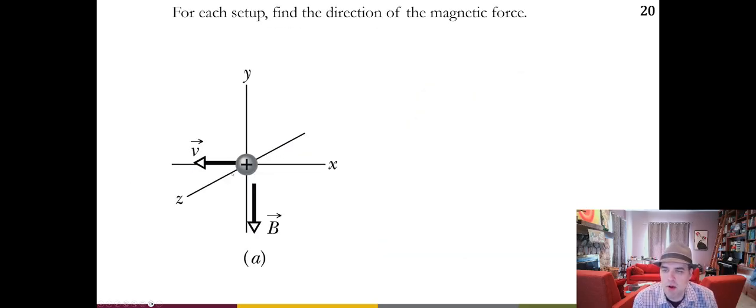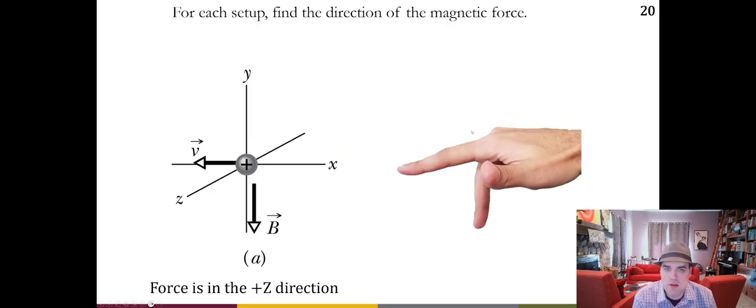So here we have a positively charged particle that's moving to the left, and the magnetic field is down. So if I were to take our hand, our pointer finger is to the left because that's where the velocity of the particle is moving. Our middle finger is down because that's the direction of the magnetic field, and our thumb is pointing in the z direction. So this particle is going to experience a force in the positive z direction.